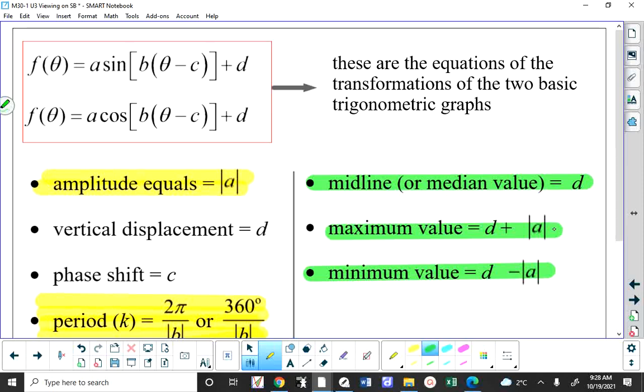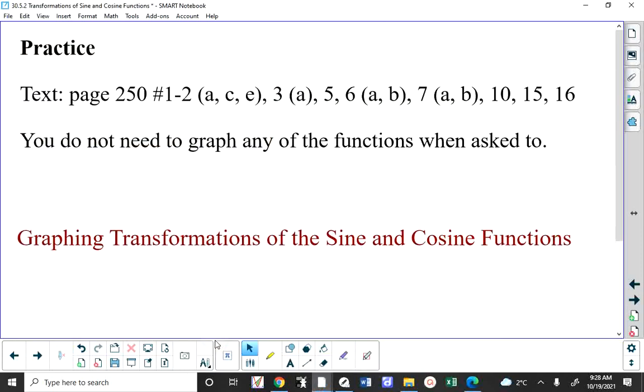So please take a look at your work on page 250. There was a whole slew of questions that we were practicing with. Does anybody have any questions you would like me to go over? Go ahead, Julie. 16a.